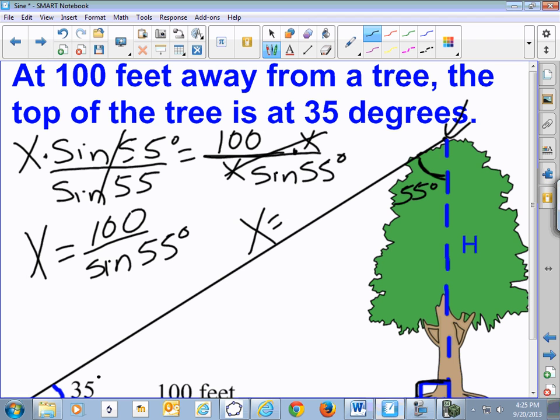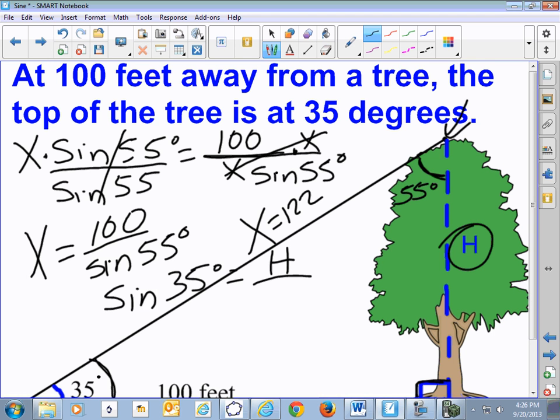So if x is 122 feet, now we can use this 35 degree angle to find the height, because we know that the sine of 35 degrees is equal to the length of the side opposite, which is h, divided by the hypotenuse, which is 122. Now we're solving for h, and so we multiply by 122 on each side. So h, the height of the tree, equals 122 times the sine of 35.